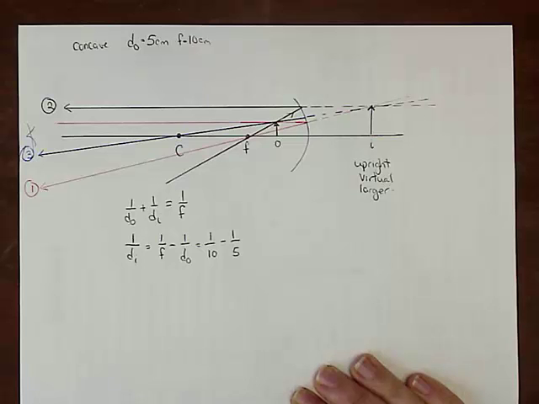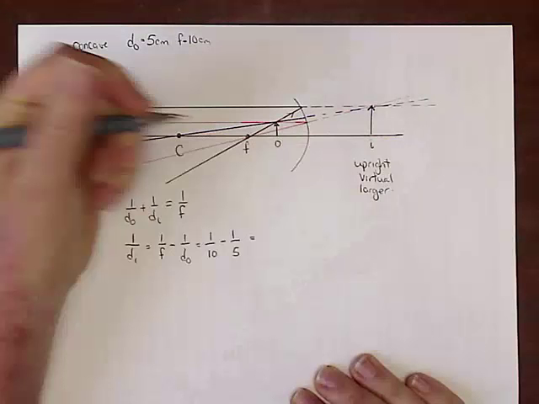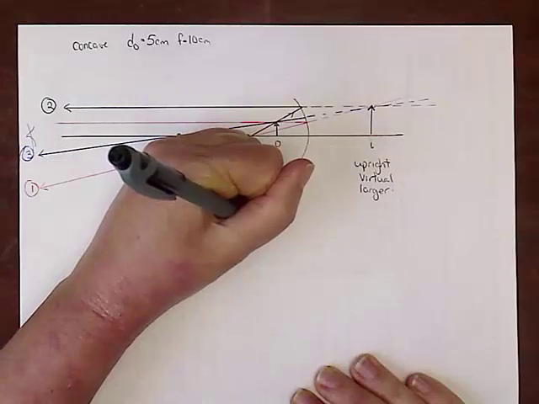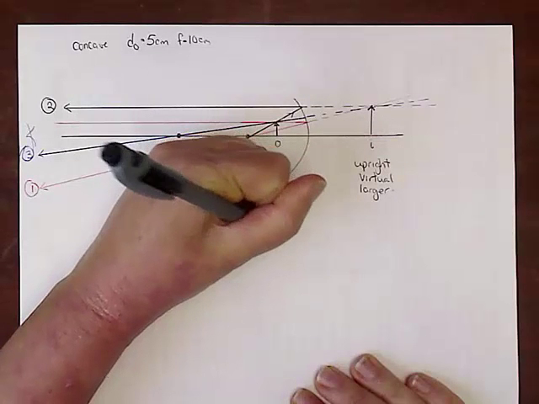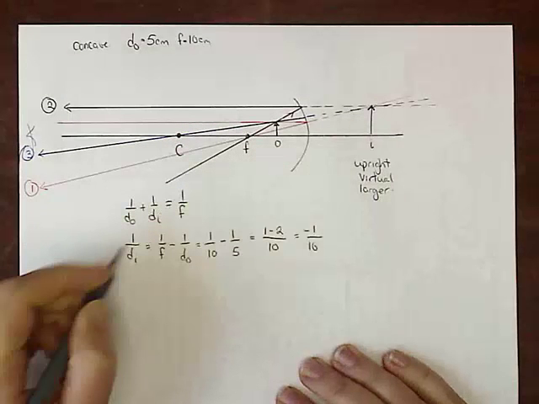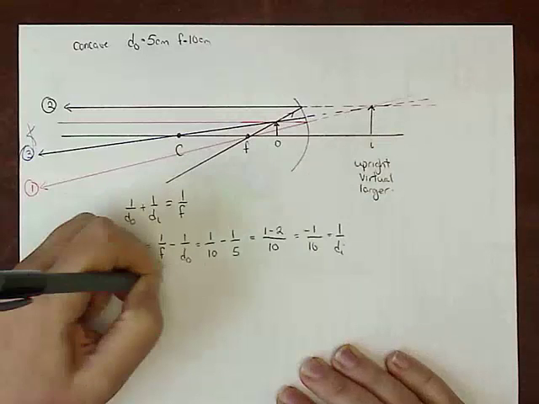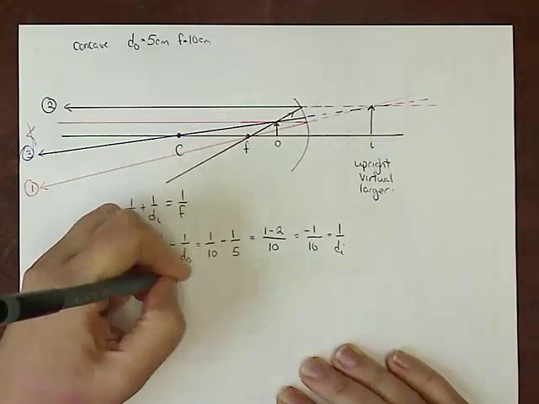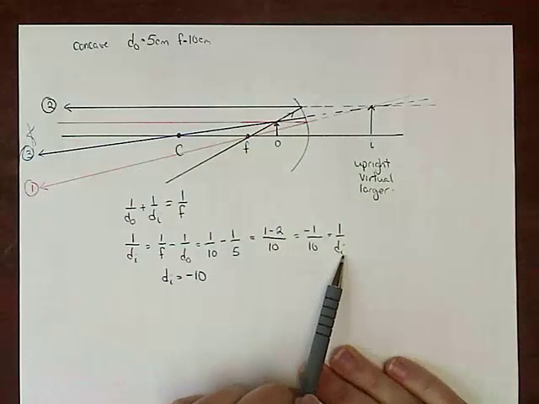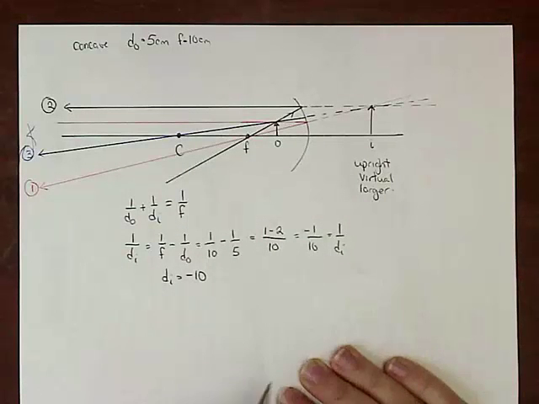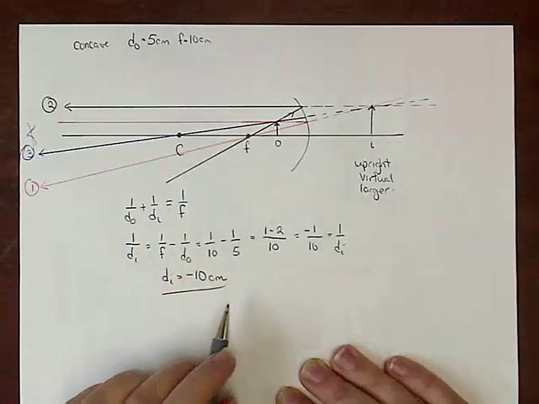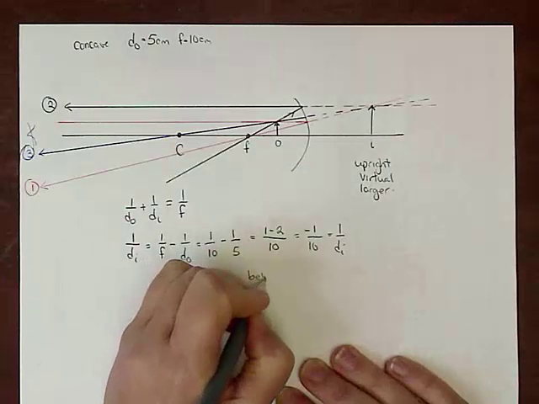All right, so 1 over 10 minus 1 over 5. If I bring that to least common denominators, let's see, bring it to 10 as the common denominator. So I've got 1 minus 2 over 10. So that's minus 1 over 10 is equal to 1 over di. So that means that di is equal to minus 10. The biggest mistake that people make when they do these problems is they forget that what they solved for was 1 over di, and they have to flip it upside down. And remember, my unit here is centimeters. So there's my image distance, it's 10 centimeters, and the negative sign means it's behind the mirror.